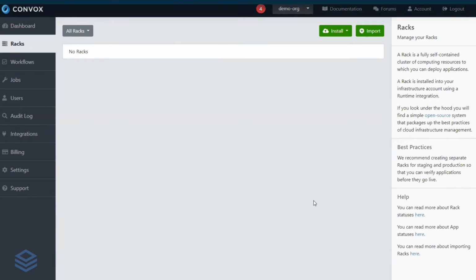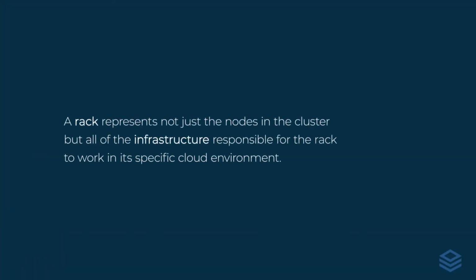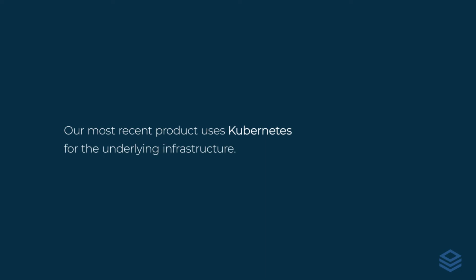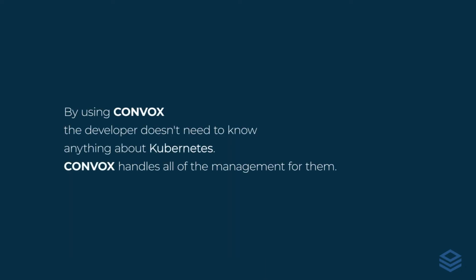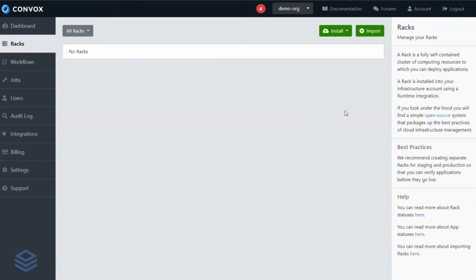So what is a rack? A rack represents not just the nodes in the cluster, but all of the infrastructure responsible for the rack to work in its specific cloud environment. Our most recent product uses Kubernetes for the underlying infrastructure. By using Convox, the developer doesn't need to know anything about Kubernetes. Convox handles all of the management for them. And inside of your rack is where you'll manage all of the applications within the cluster.